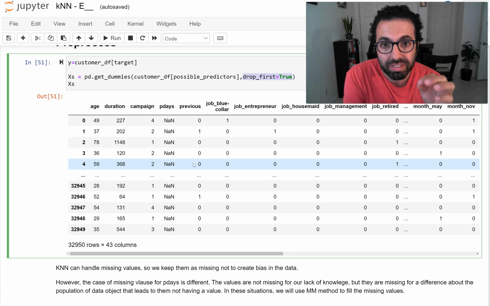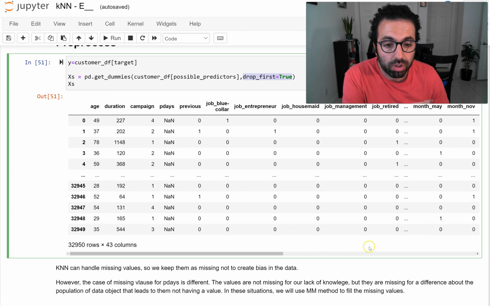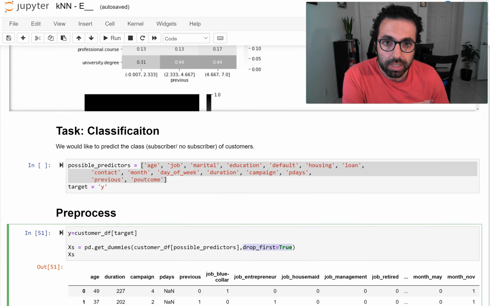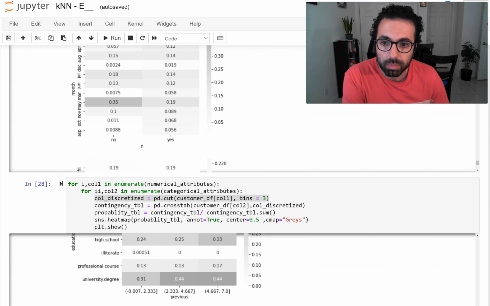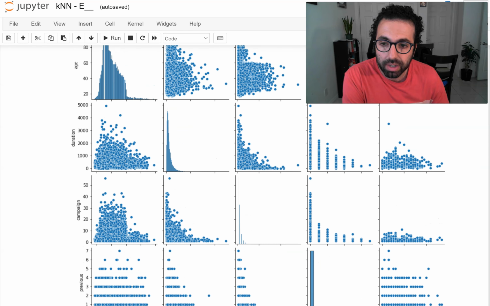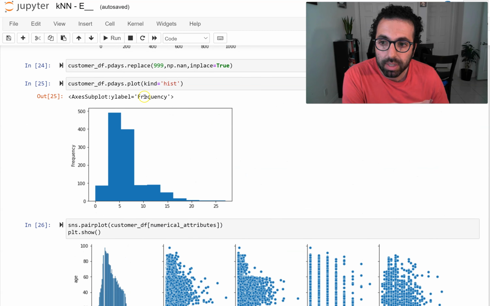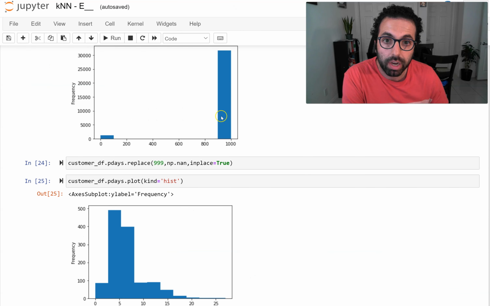But there is a specific type of missing value in this data that we need to actually do something about. Specifically, the missing value for previous days, the days since the past contact with the customer. We switched the missing value from 999 to missing values, right? So that's what we did, but now we want to do something about that.